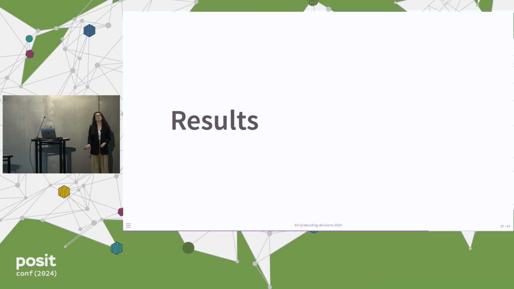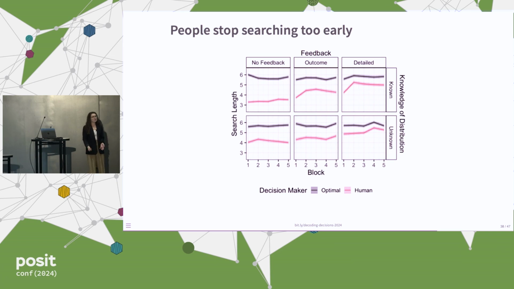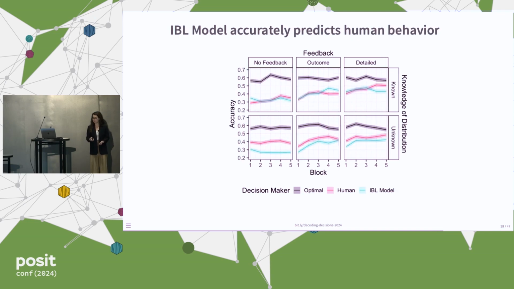So you might be wondering now, are you like other decision makers in my experiment? And so I'll show you some results. So the first figure I have here is looking at the search length. How many boxes did these agents and people search through on average? And so we have in black, the optimal decision makers, and in red, the human decision makers. We see that consistently, people stopped searching too early, and we even saw that in this room.